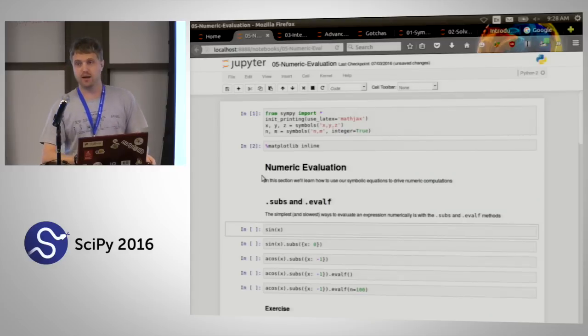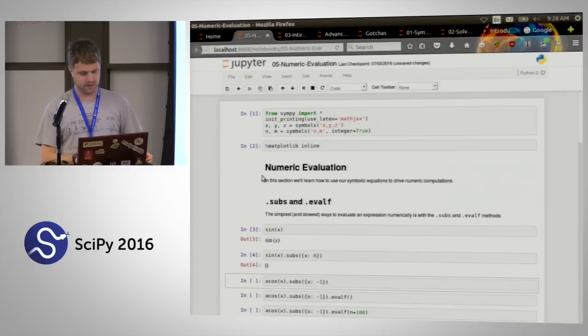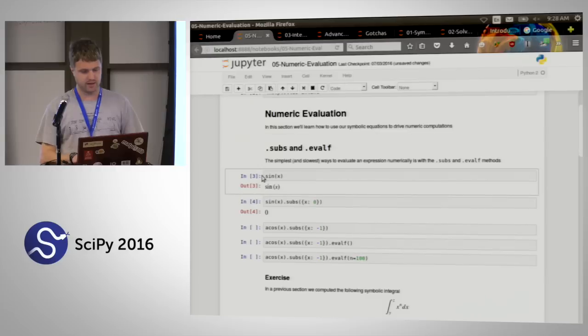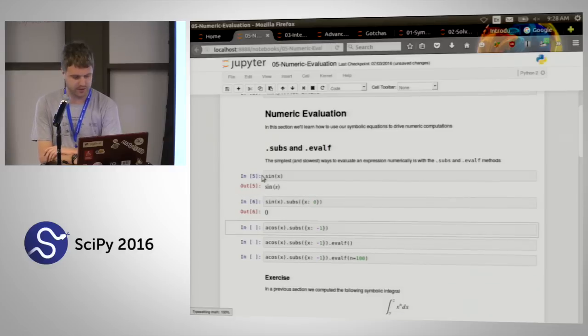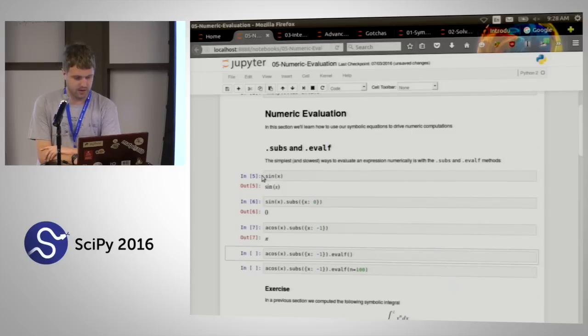So SymPy, there's a library called mpmath, which is a dependency of SymPy. mpmath is a pure Python numeric library that does arbitrary precision numerics. And so we're going to see here. The easiest way to do this numeric evaluation is just to substitute numbers in for your symbols. And if you do an exact number, it's going to give you an exact answer in general. So our cosine of -1 is going to be pi.